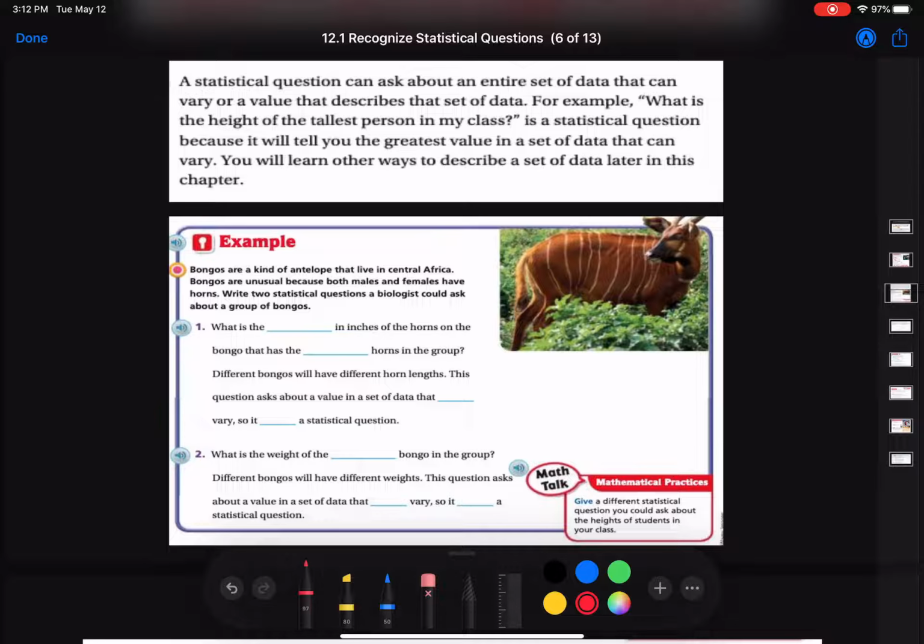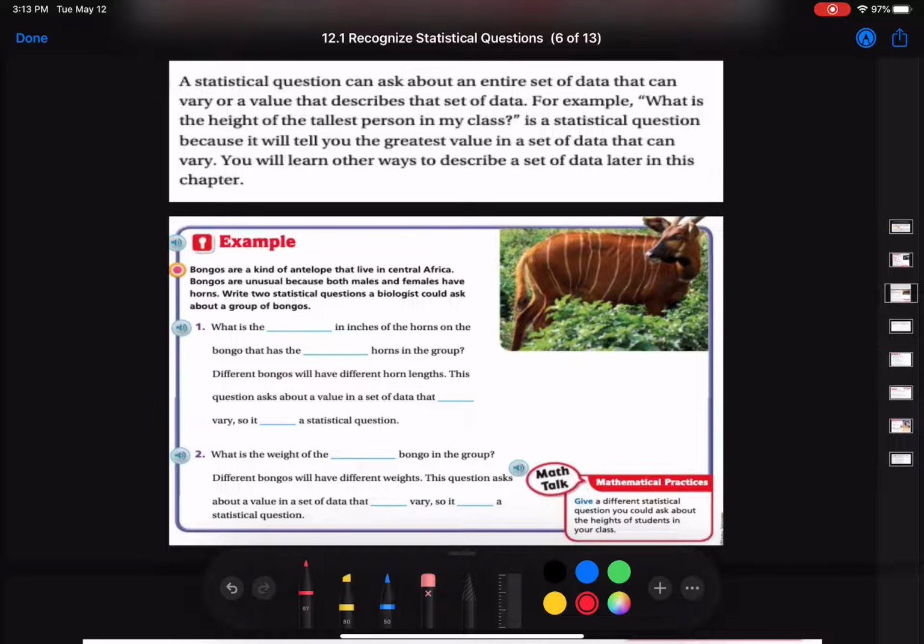You will learn other ways to describe a set of data later in this chapter. All right, so here's another example. Bongos are a kind of antelope that live in Central Africa. Bongos are unusual because both male and females have horns. Write 2 statistical questions a biologist could ask about a group of bongos.